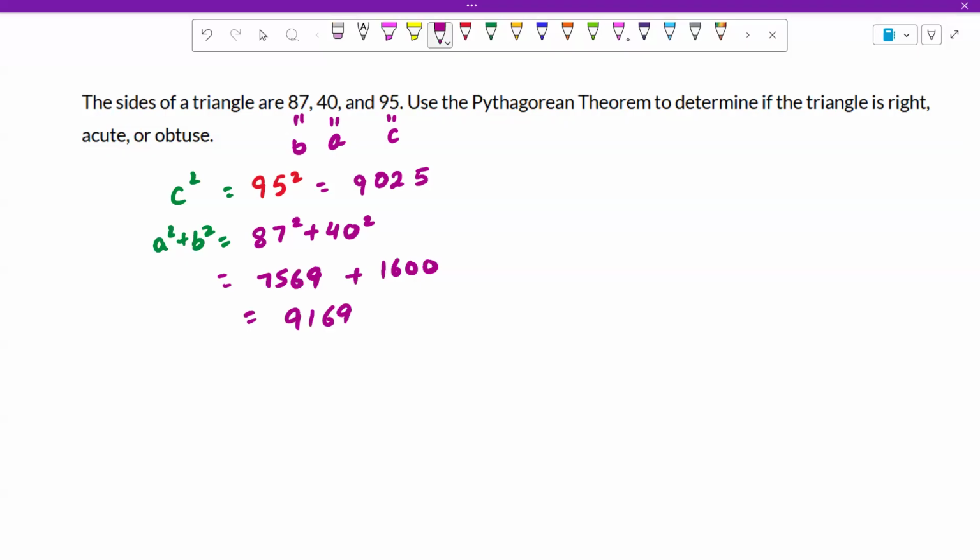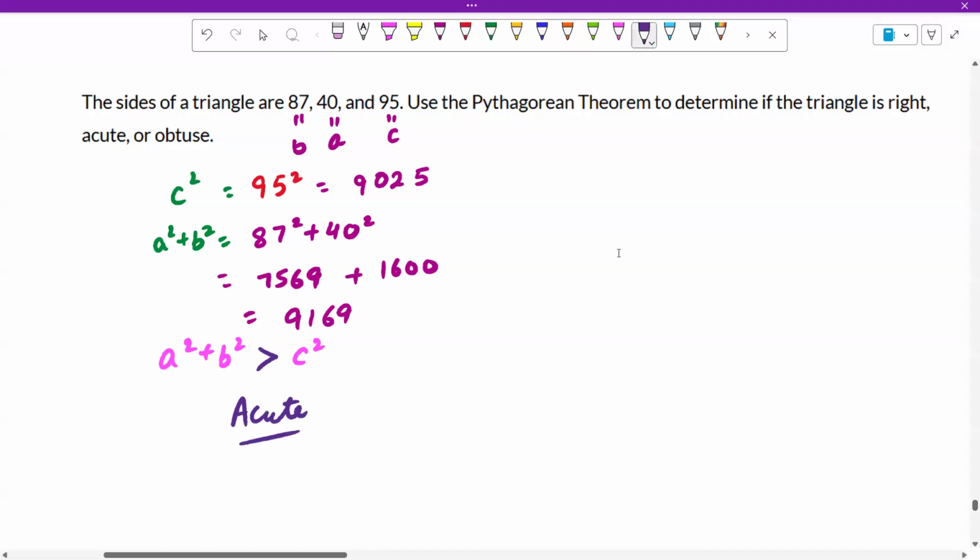And over here, if we observe, what does it give us as the relationship between A square plus B square and C square? C squared is less than the sum. Yes, it's less than. So A square plus B square is greater than C square. And what kind of triangle is it? Acute. Perfect. Acute, because the side is lesser.